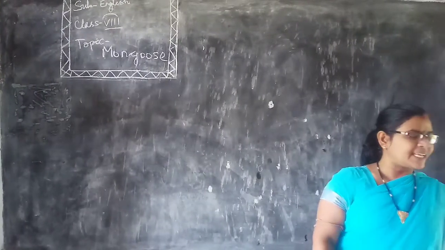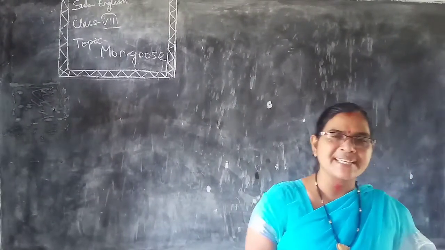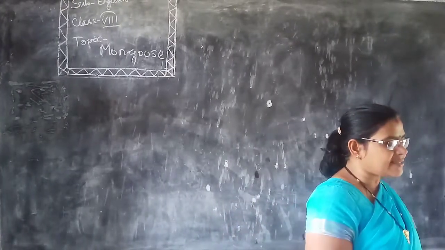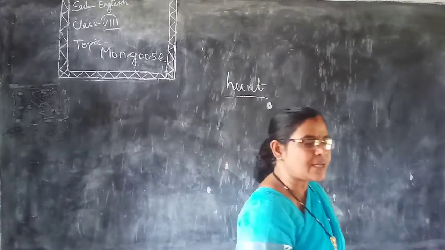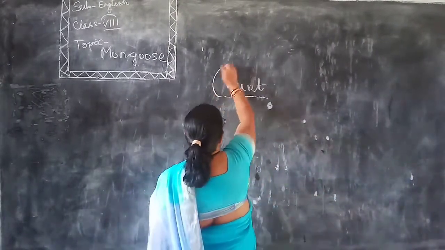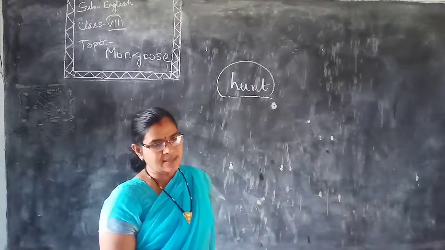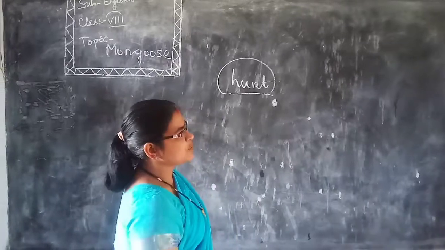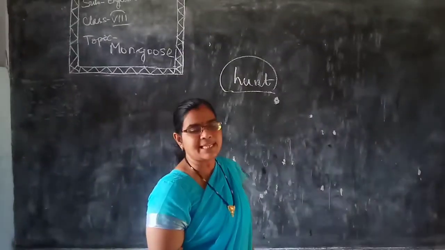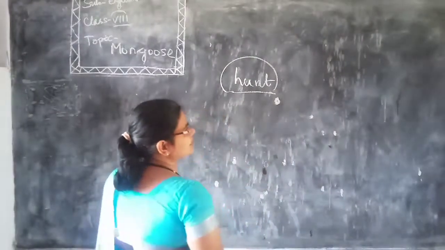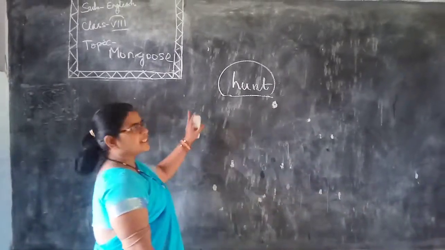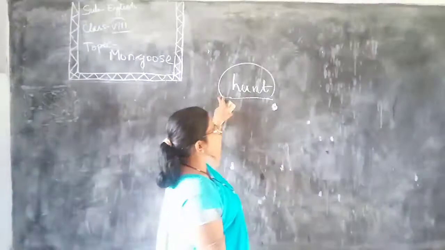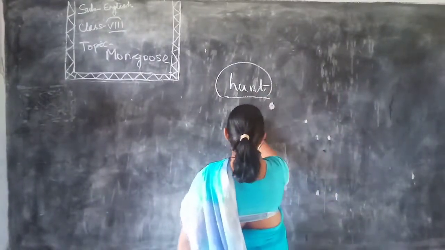Mongooses like to hunt together. What do mongooses like? Mongooses like to hunt together. Have you got this word in your paragraph? Hunt. Please underline it. Have you known what is hunt? Have you seen the hunter? The picture of a hunter? When you are looking at the television or seeing a picture, you have seen the hunter. How does he hunt? A hunter hunts animals. Like this, mongooses like to hunt together.